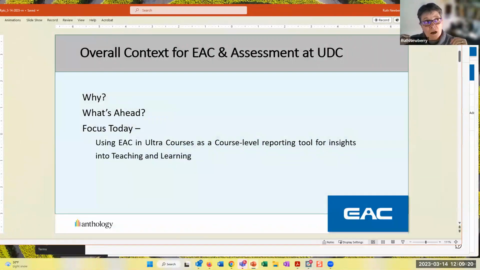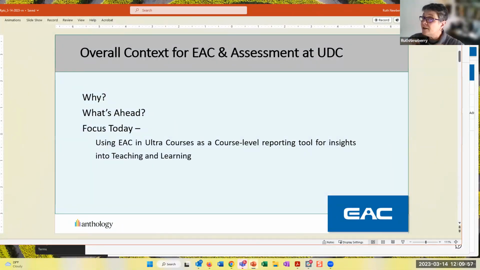As a very, very high level overview of what we're doing with EAC, it is a tool within Blackboard that can be used at different levels. One level is as a course reporting tool for rubrics and exam effectiveness and insights. That is its most basic level, and that's what we're focusing on today in this discussion.